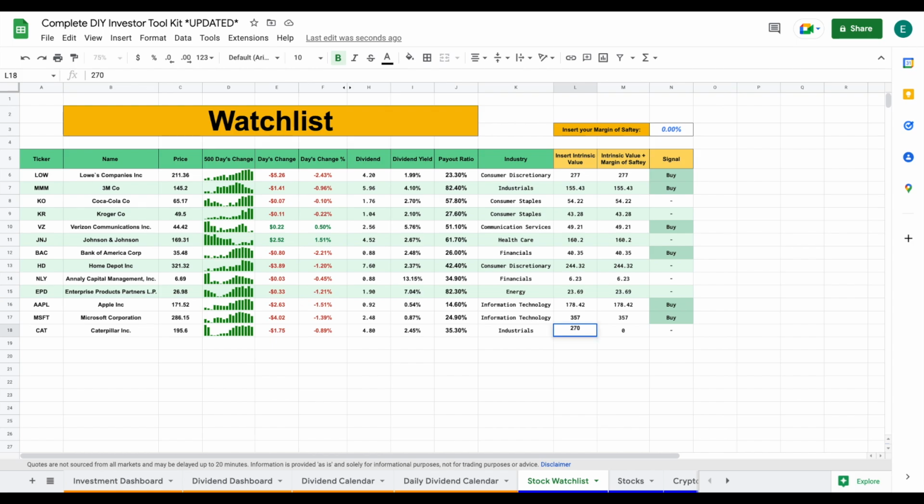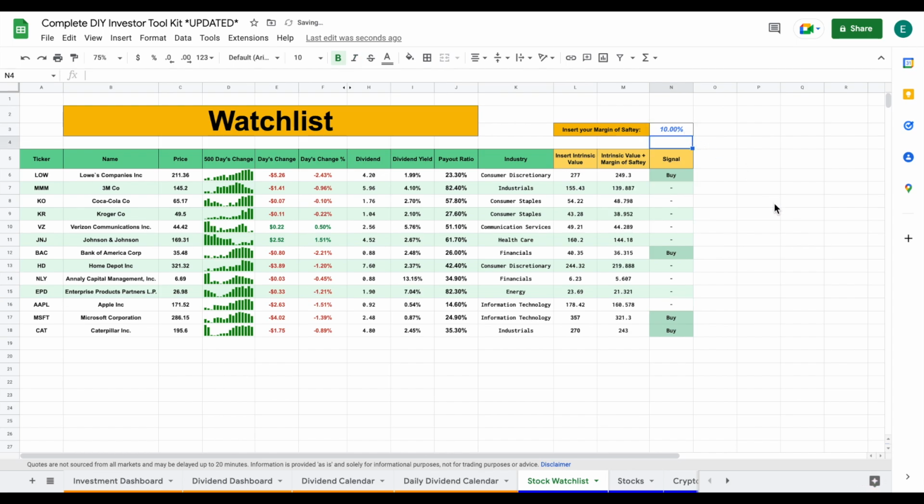Just as an example, I'll hit enter and we can see based off of this what our intrinsic value plus our margin of safety is, and it will give us a signal as to whether we should be buying this stock or not. Now up here is where you want to plug in your margin of safety. So currently we have a 0% margin of safety, meaning if the signal is buy, that means the intrinsic value is higher than the current price. Now, as a value dividend investor, I always apply a margin of safety to my investments. So let's say I wanted to apply a 10% margin of safety and hit enter.